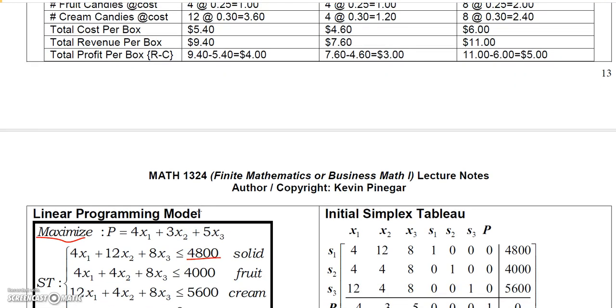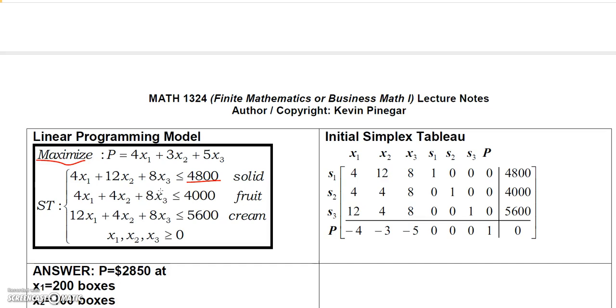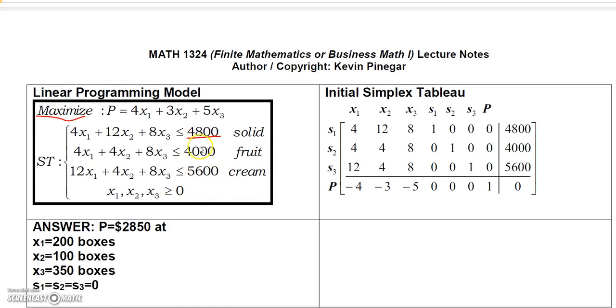And then for your cream candies, you're going to have 12 cream candies in each box 1, 4 cream candies in each box 2, and 8 cream candies in each box 3. So 12x1 plus 4x2 plus 8x3 is the total cream candies you'll use, and it has to be less than or equal to 5,600. And I didn't see any other constraints in this problem, so those are the 3 problem constraints. And then don't forget to add in your non-negative constraints, and there you have it. There's the setup of that linear programming model.